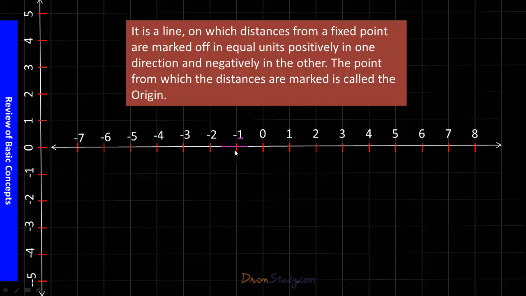And since this is a horizontal line, this number line will be called a horizontal number line. And if we draw the same vertically, then that number line will be called a vertical number line. And in the vertical number line, the numbers which are written on the upper side of the 0 will be positive, and the numbers in the lower side of the 0 will be negative.